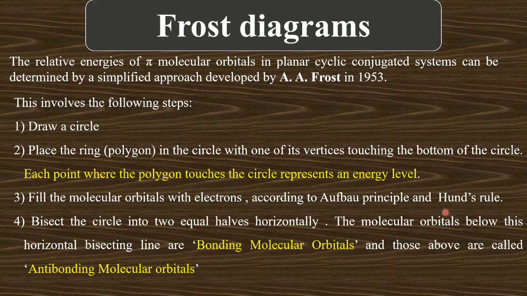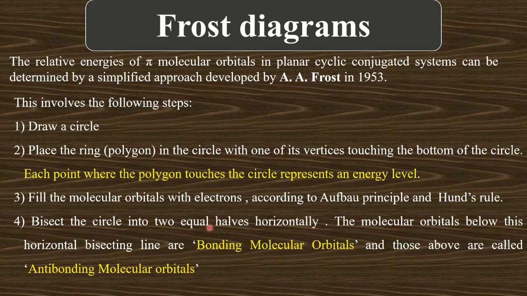So we have done three steps now. Draw a circle, place the cyclic molecule within the circle in such a way that one of its vertices is touching the bottom of the circle and all other vertices are also touching the circle, and then fill the molecular orbitals with the electrons based on Aufbau principle and Hund's rule.